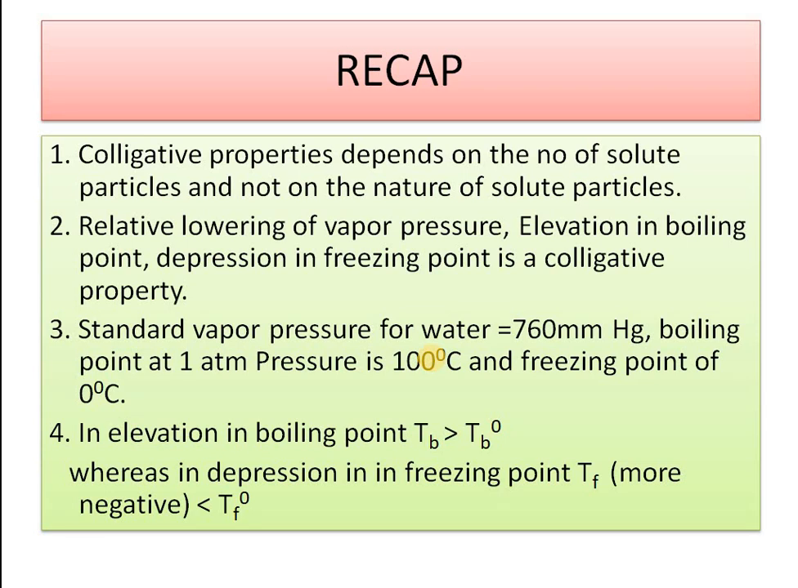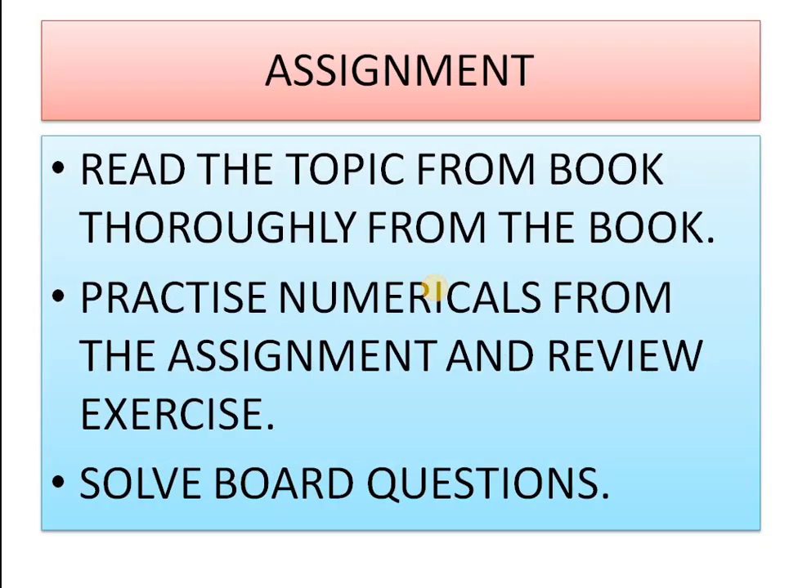Standard vapor pressure for water is 760 mm of mercury. Boiling point at 1 atmosphere pressure is 100 degrees Celsius, and freezing point is 0 degrees Celsius. You can convert it to Kelvin by adding 273 or 273.15. Elevation in boiling point, please do remember this point, TB will always be greater than TB0, and similarly depression in freezing point, TF will be always more negative than TF0. So 0 or -2, which is more? 0 is more.